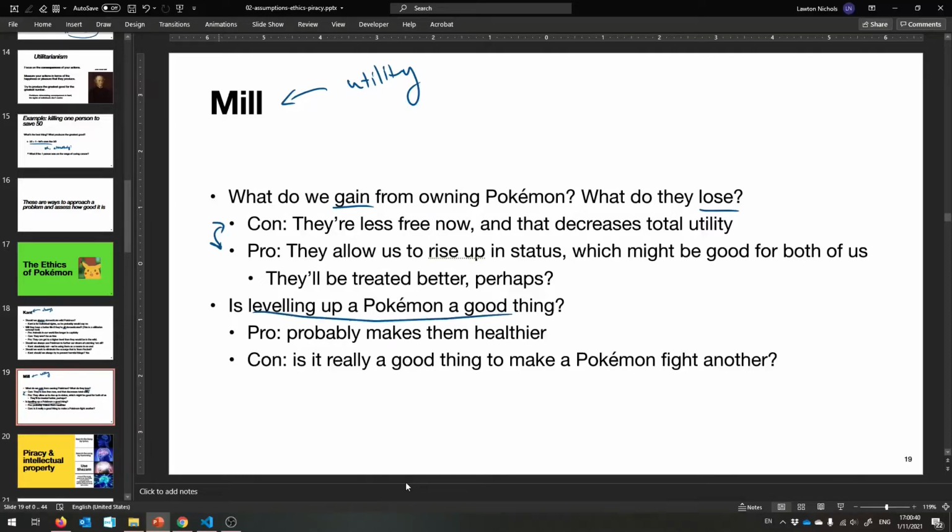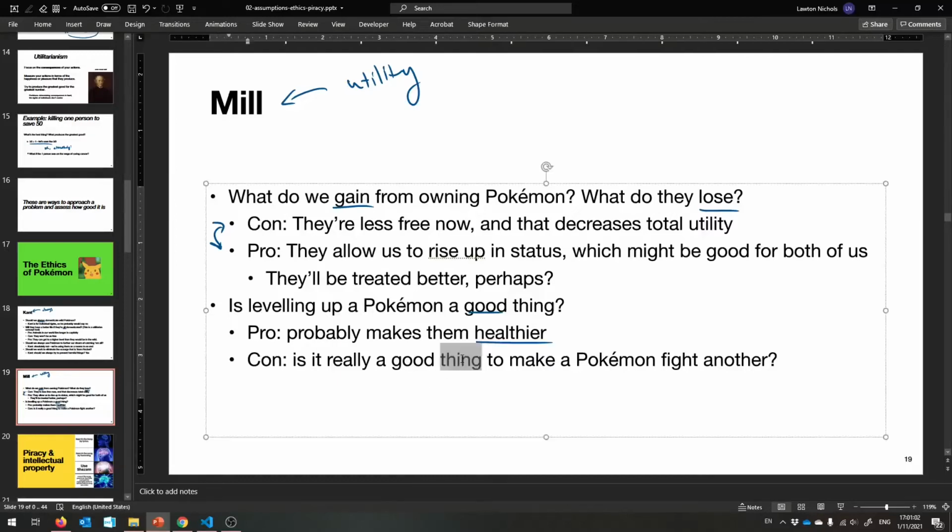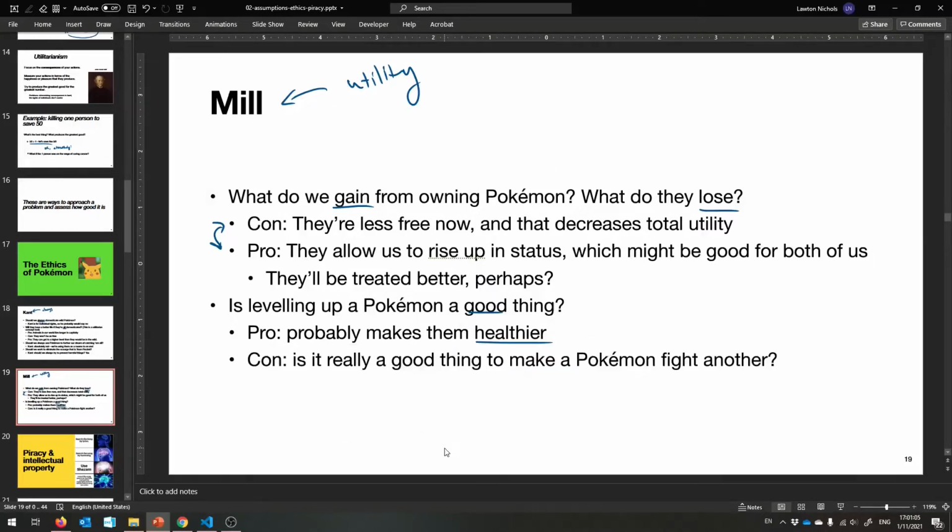Another question that Mill might ask is, is leveling up a Pokemon always a good thing? Sorry, not the word always. Is it a good thing? That's the word we want to focus on in terms of utilitarianism. A pro might be that if we level up a Pokemon, that's probably making them healthier, right? They're stronger now. It's good to work out, right? And then a con would be that in order to do that, Pokemon have to fight each other. Oh no. Should we be doing that? Then we have to think about whether that's good for us and for the Pokemon, determine the total utility, and go back and forth. Okay?